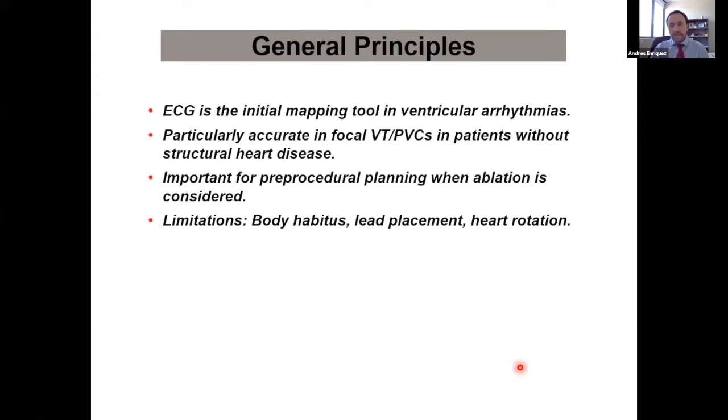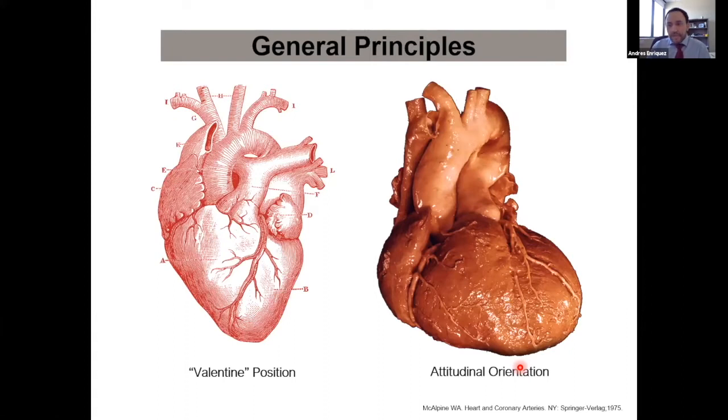As we know, the ECG has some limitations, and there may be variations due to factors such as body habitus, lead placement, rotation of the heart, etc. So to interpret the ECG, it's important to understand the position of the heart within the chest. And classical anatomy textbooks describe the heart in the Valentine position, as we see here, in which the heart stands on its apex with some rightward rotation. But we know that this description is not correct, and this is the attitudinal or anatomical orientation of the heart within the chest. So as we see, the RV is anterior and to the right of the left ventricle. The base of the LV is posterior, and the apex is anterior and to the left.